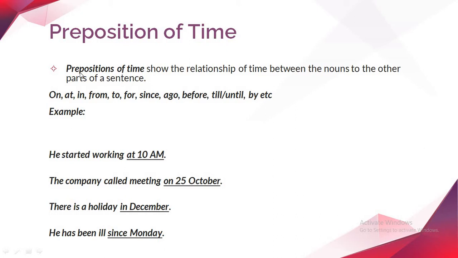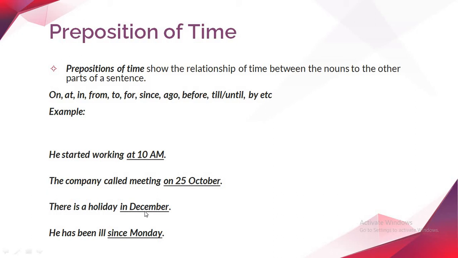As in, I repeat once again, prepositions of time show the relationship of time between the nouns and the other parts of a sentence. As in, he started working at 10 a.m. That means he started to work at the particular time 10 a.m. The company called a meeting on 25th October. So this is referring to the time of the date, day, year, month. So in order to highlight the day, month, year, we use preposition of time.